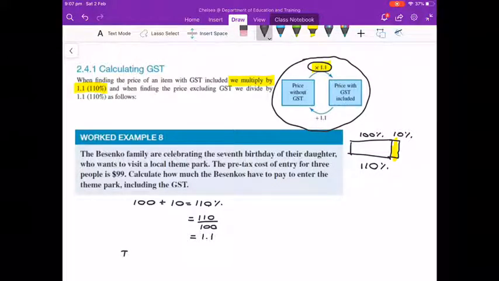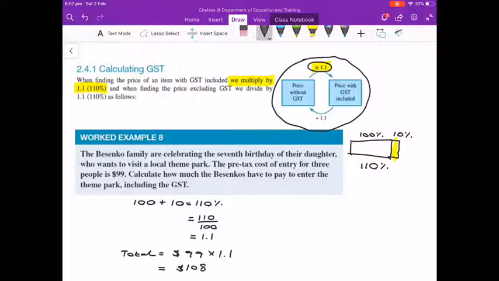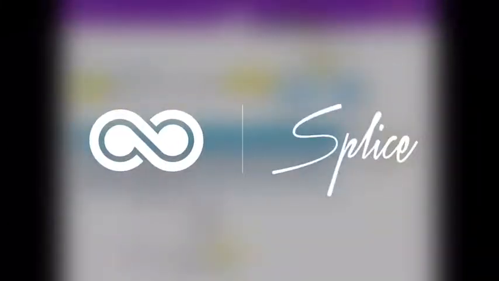How we find the total cost is we get the cost of entry and we multiply it by 1.1. And what that will do is it will cover 100% plus that additional 10%. So all up, the Besenko family are paying $108.90. And that 1.1 is simply a shortcut by getting 100% of the product plus the additional 10% for GST. And that is how you calculate pre-tax GST.